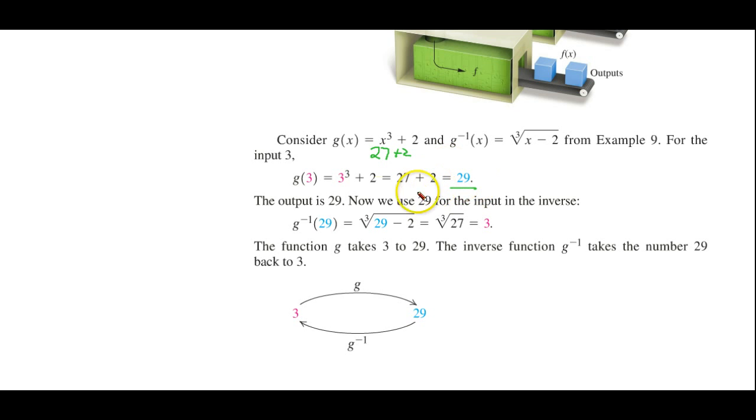Now, for the inverse, where our result is 29, we then put a 29 where the x is. 29 minus 2 is 27, and then the cube root of it is 3. So here we input 3, our output is 29. Here we input in its inverse form 29, and our output is 3. And again, they're showing a nice little diagram here. Very good.